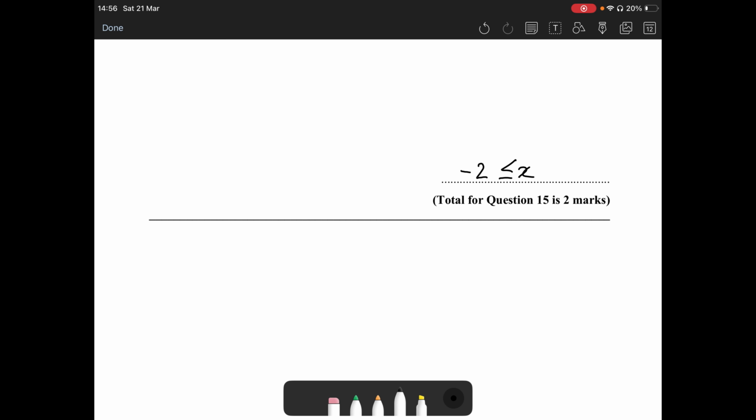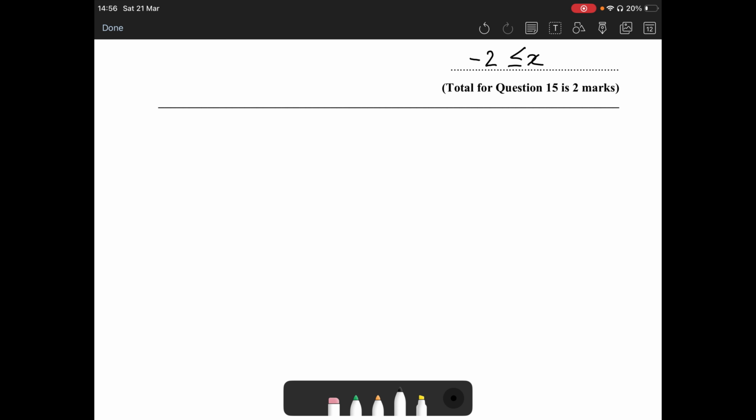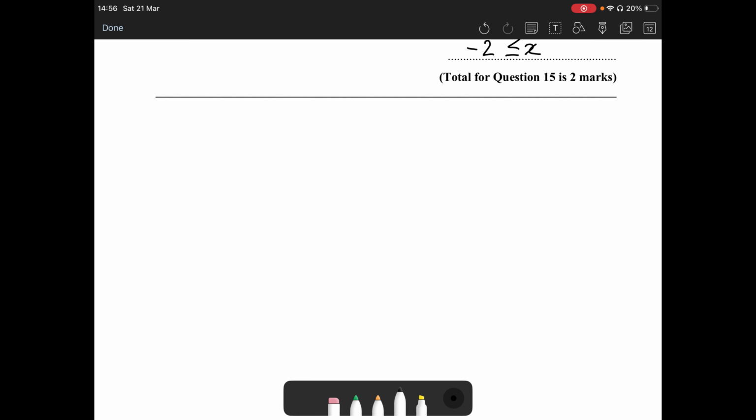Greater than or equal to negative 2. Let me triple check my mark scheme. Yeah, it's a little bit too easy to get wrong. Spot on.